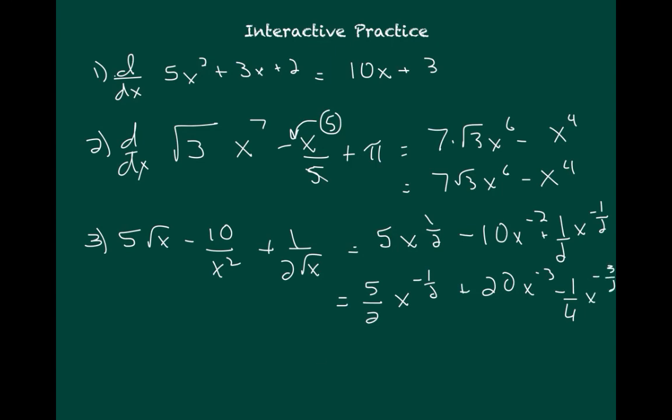Now, if you want to rewrite this, you get 5 over 2 root x plus 20 over x cubed minus 1 over 4 times the square root of x, times the square root of x cubed.